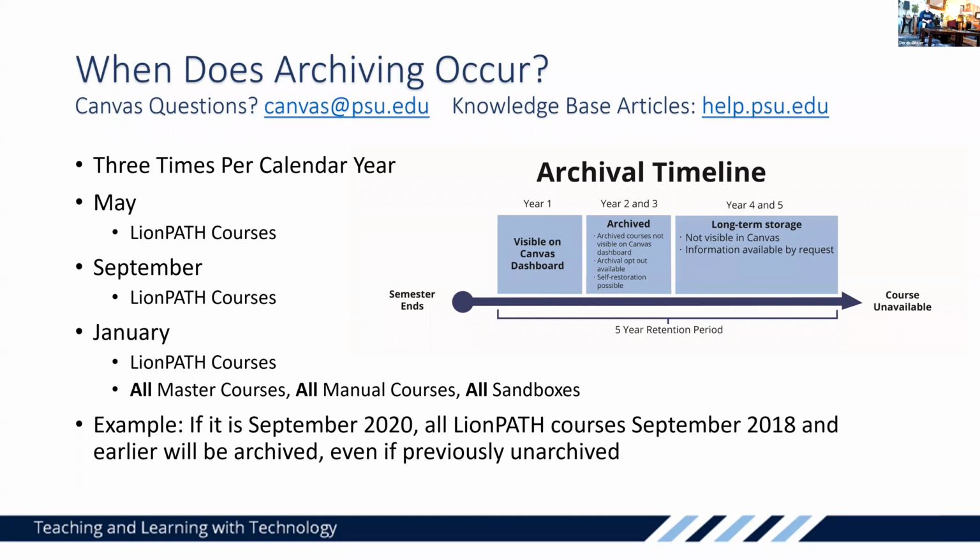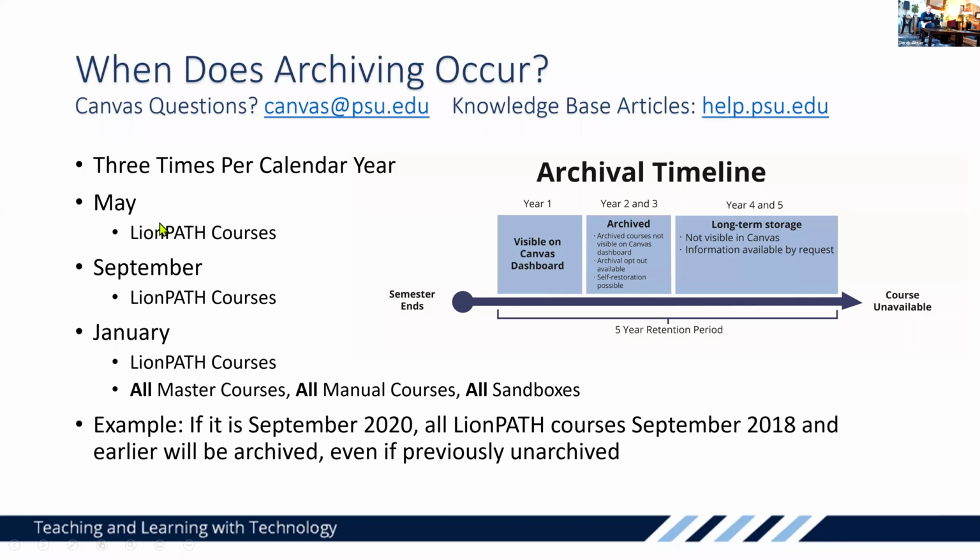Now, specifically, when this archiving occurs, what is it that we are archiving? We are archiving all courses. Let's take September, for example, September 2020. We'll be archiving all Lion Path courses from September 2018 and previous. Again, remember that we want everything to remain on the Canvas dashboard, visible for at least 1 year. After that, we will be moving that to an archive. Leaving things on the dashboard for 1 year allows any grade disputes to be settled with ease. You don't need to request or go look for old courses that have been archived. We're leaving those available for you.